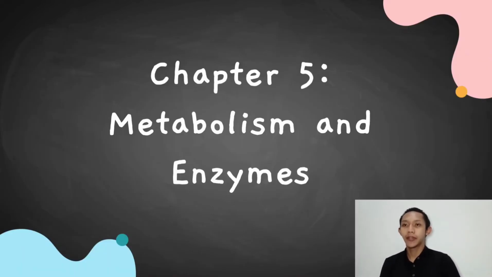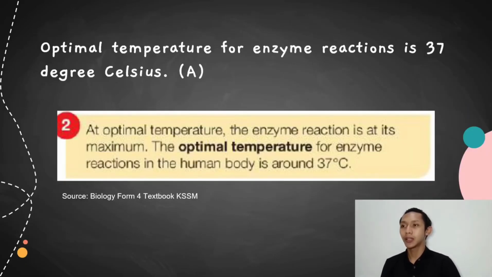Okay, next is chapter 5, which is metabolism and enzymes. So the misconception of this chapter is optimal temperature for enzyme reaction is 37 degrees Celsius. Usually the student has this misconception after learning the topic, in an exam.